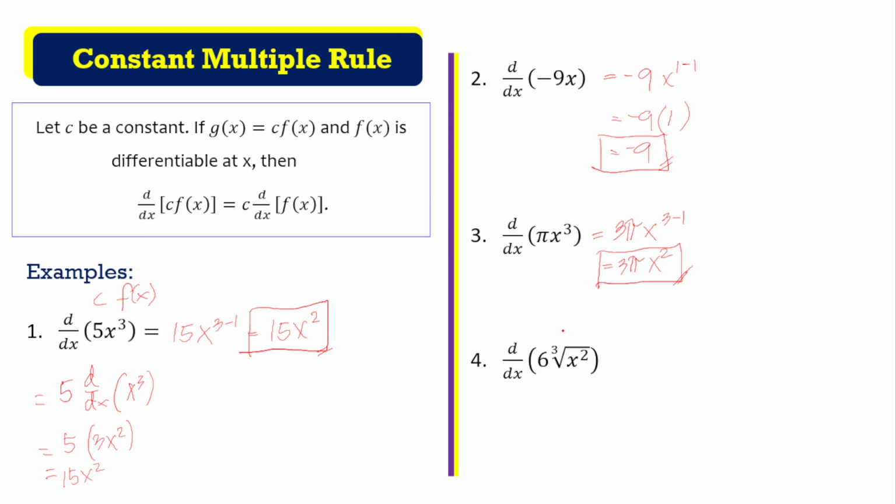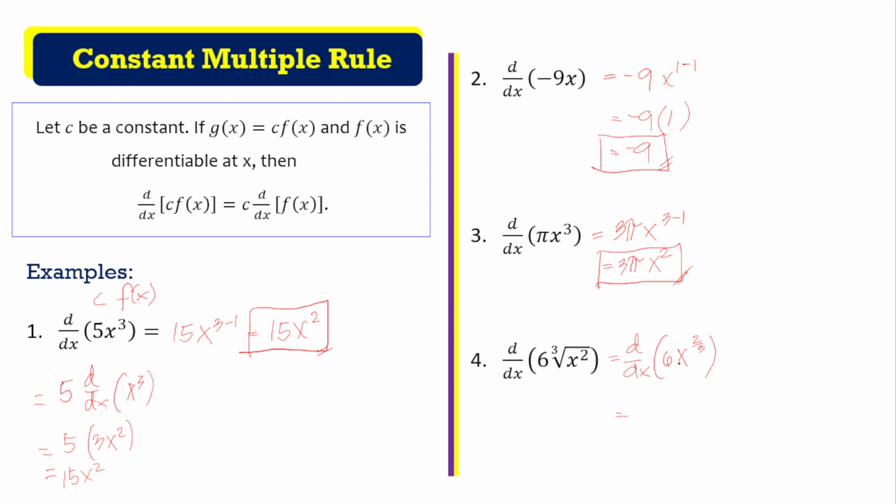Now another example. The derivative of 6 multiplied to the cube root of x squared. First thing to do is rewrite this function. This is our constant, this is our function. So rewrite the function into exponential form. So we are getting the derivative of 6 multiplied by, in exponential form, x raised to 2/3. Now, what is the derivative of 6x raised to 2/3?